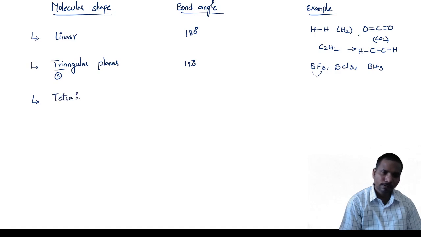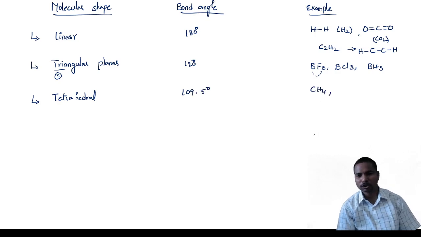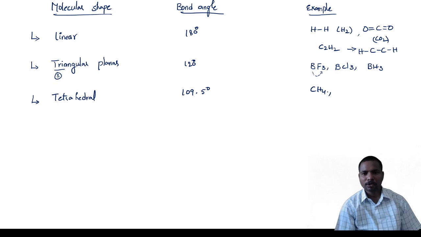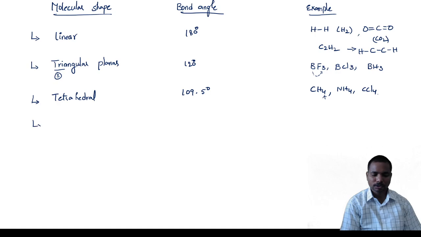The next one, tetrahedron. Tetra means 4. Here the bond angle is 109.5 degrees, and examples are CH4, methane, a very important question. What is the molecular shape of methane? That is tetrahedron. Whenever there is a 4, there is a chance of tetrahedron: CH4, NH4, CCl4, like that.